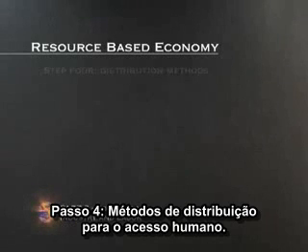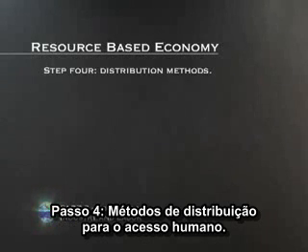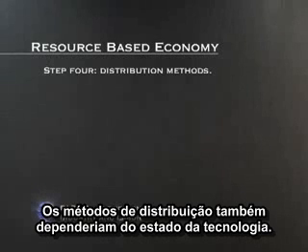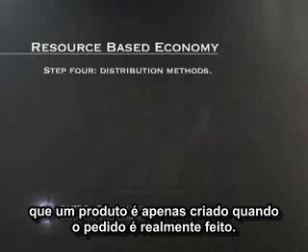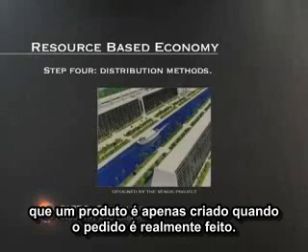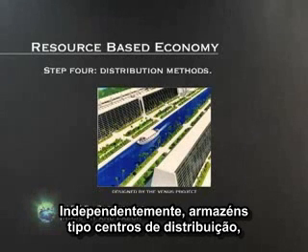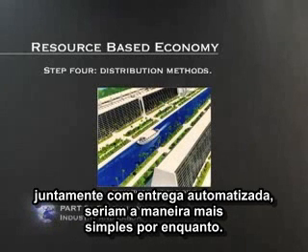Step 4. Distribution methods for human access. Distribution methods would also depend on the state of technology. For instance, production could theoretically become so streamlined that a product is only created when the request is actually made. Regardless, warehouse-like distribution centers, along with automated delivery, would be the most simplistic way for now.